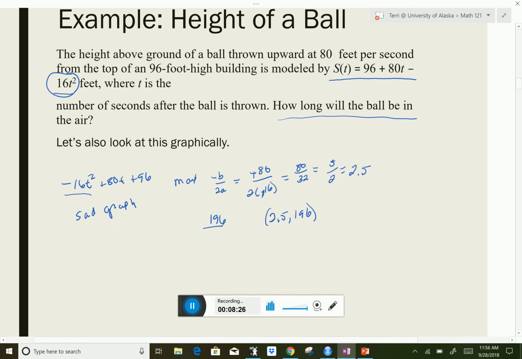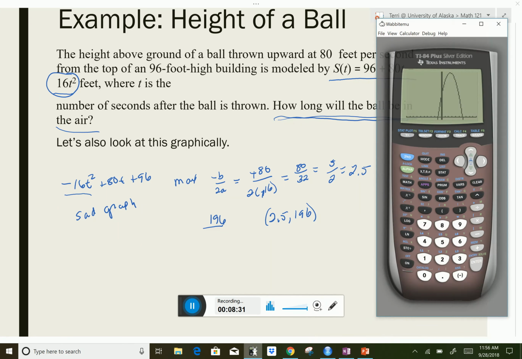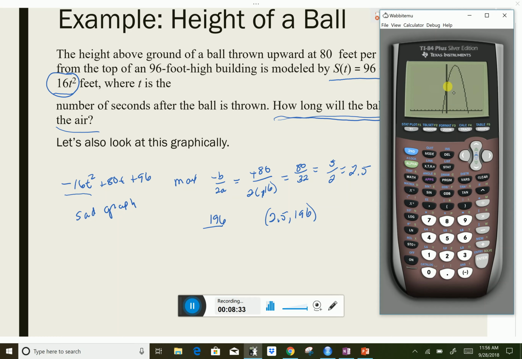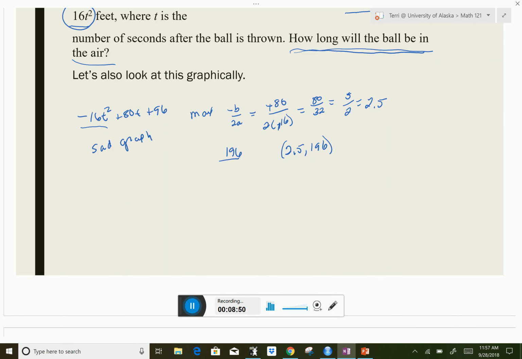And the question is, how long will the ball be in the air? So if we look at the graph of that again, the ball is going to be in the air from this time down to this time right here. So we need the 0 of this function that is positive, not the negative, the positive 0 of the function. So let's see if we can find that. That means we want negative 16t squared plus 80t plus 96 equals 0. So I'm going to start by doing it by hand, and then we'll check that on the calculator.